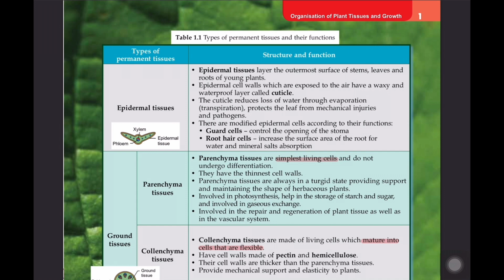Then we go to the cell wall. Epidermal cell walls are exposed to air, so they actually have a waxy and waterproof layer, which is called the cuticle. So this is very thin, and it's also transparent. Okay, it's waxy, waterproof, thin, and transparent cuticle. It functions to reduce loss of water through evaporation, protects the leaf from mechanical injuries and pathogens.